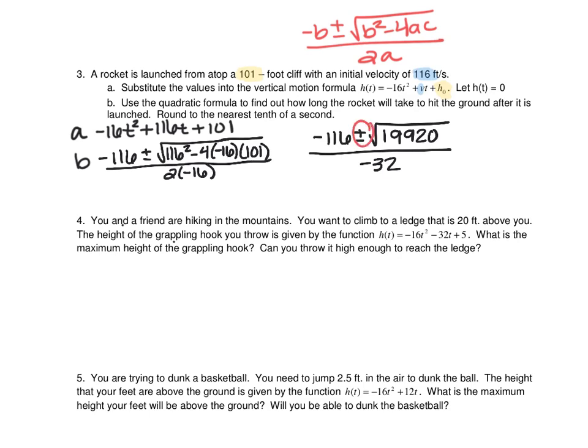So when I add this one, I end up with negative 0.78. And when I subtract it, I end up with 8.03. Now when I look at these, it's asking me how long the rocket will take to hit the ground. So this one doesn't make any sense because I can't have negative time. So it's going to have to be here, but it asked me to round to the nearest tenth of a second, which would just be 8.0.